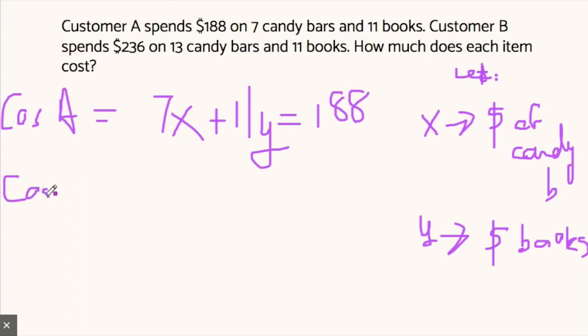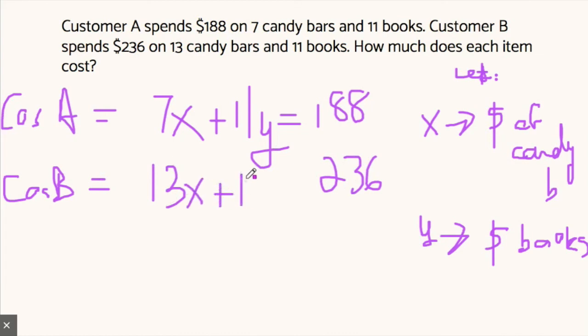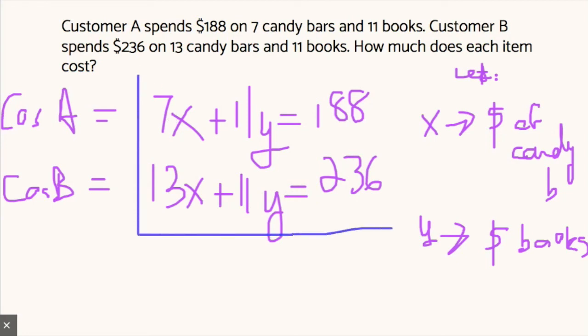Now customer B spends 236 on 13 candy bars. He pays X for each. And 11 books, 11Y, equals 236. So our two equations are here. If you remember from previous classes, there are 3 ways we can solve this. First, we can find X, plug it into this, and solve it that way. We can graph these two, or we can eliminate if there's like a negative sign in front of it.